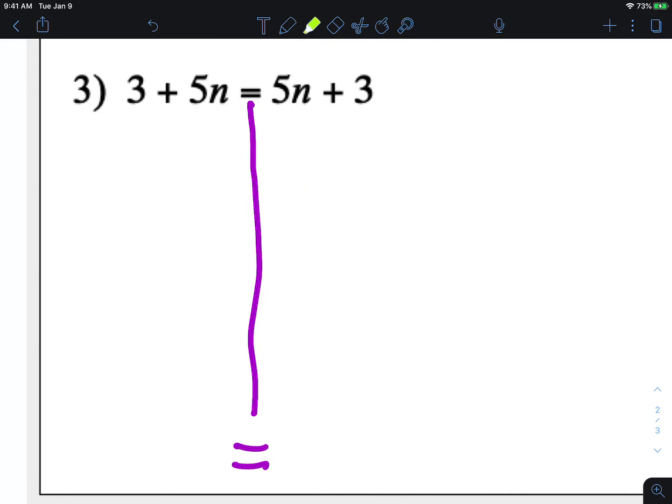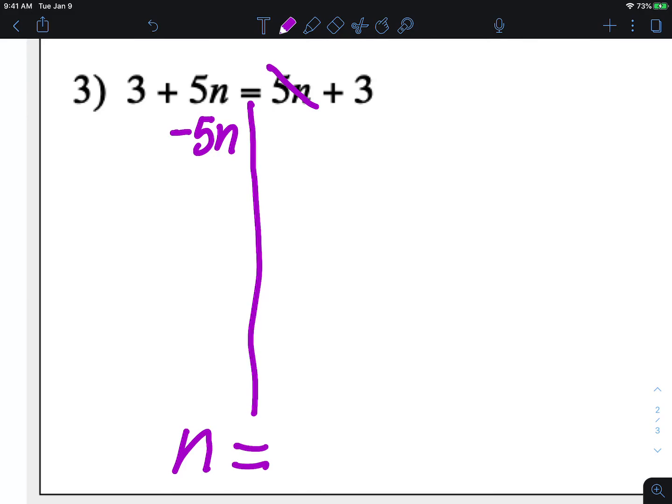So what I'm going to do is bring this 5n this way. So I'm going to cross out 5n. And what is the opposite of 5n? The inverse of 5n is, of course, negative 5n. Right? So that means that my n's are over here on this side, so my n's going to come down here.